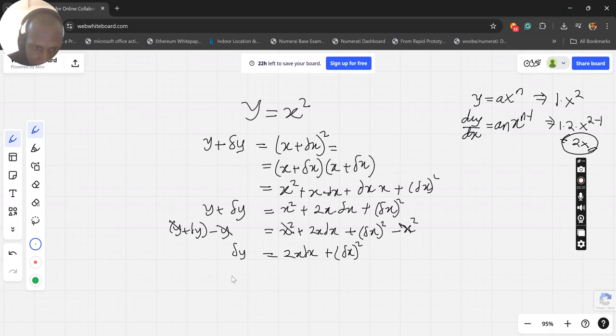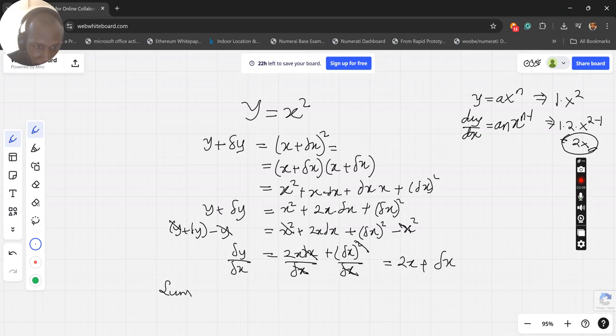So now, we want to divide everything by dx. In this case, it's going to be dy divided by dx, which is the same as 2x dx divided by dx plus dx squared divided by dx. So this cancels this out, and this cancels out only one of these to give us 2x plus dx. And our dy/dx is 2x plus dx. So we now do our limit.